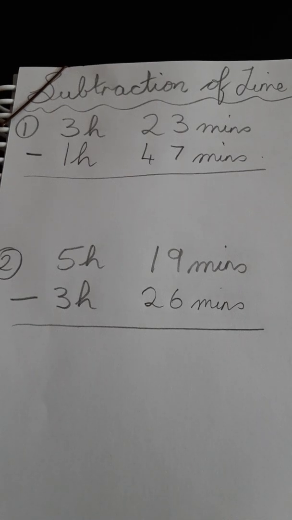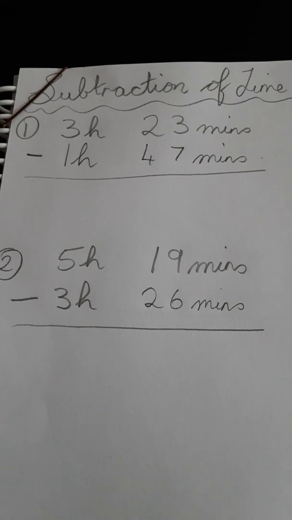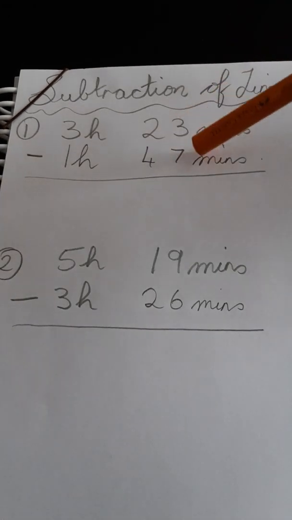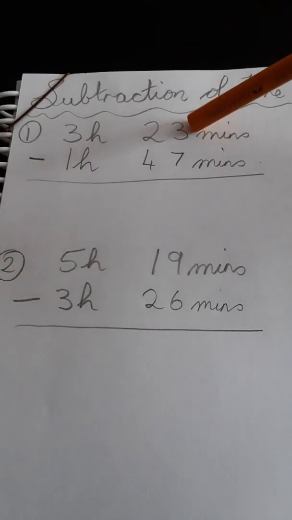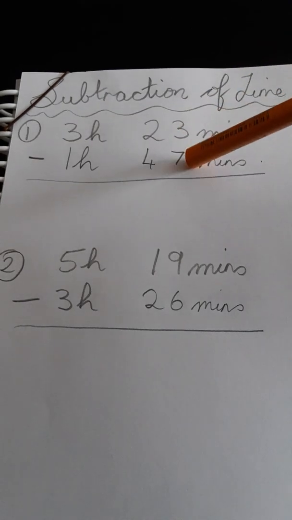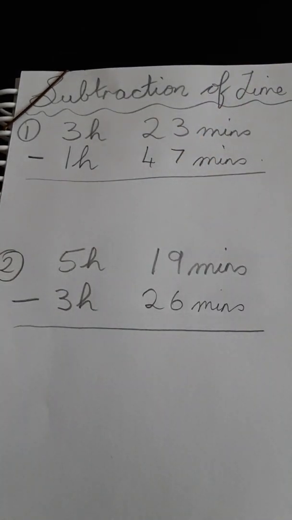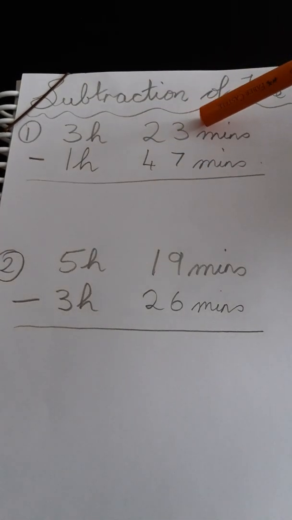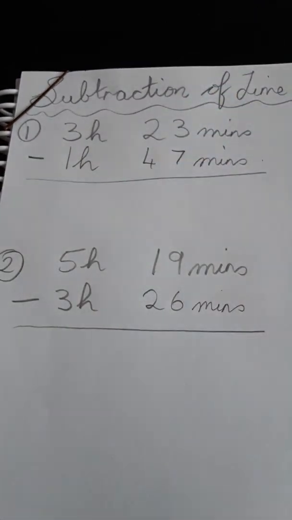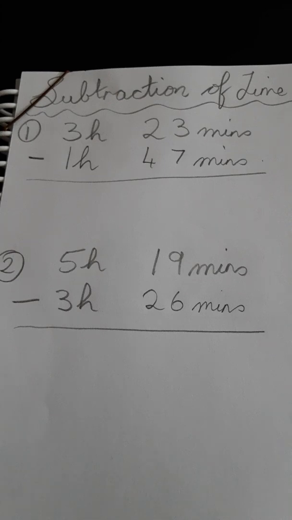Hi everyone. This video is about the subtraction of time, in particular when the top number is smaller than the bottom number, so when the top minutes are smaller than the bottom minutes, because it involves renaming. If the top minutes are larger than the bottom minutes, then you don't have to rename and you simply proceed as you would normally with normal subtraction.